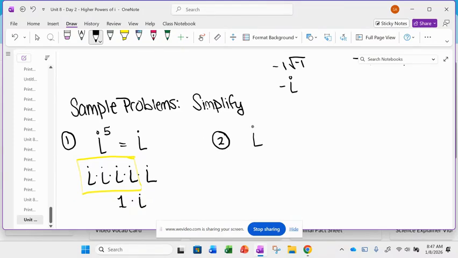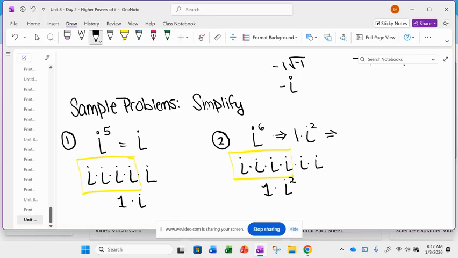Okay, what about i to the 6th power? Well, i to the 6th power, again, is i multiplied together 6 times. So we know every 4 is 1, and then we're left with 2 i's left over. Well, what's i squared? So i to the 6th power is the same as 1 times i squared, but what's i squared?